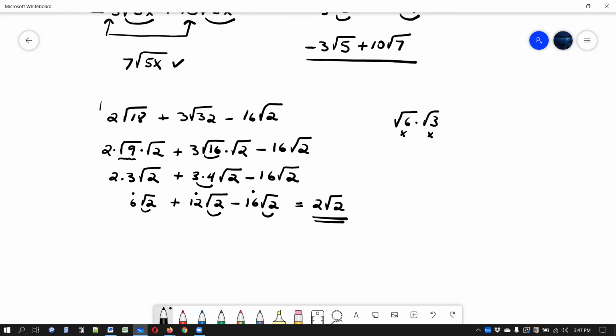So something that at first did not seem to be something that we could perform the addition on, it turns out that after the simplification, we got the final answer as 2 radical 2. So this is what a typical problem looks like. It's a very good problem because it's very likely that you're going to get something like this on an exam or final exam.